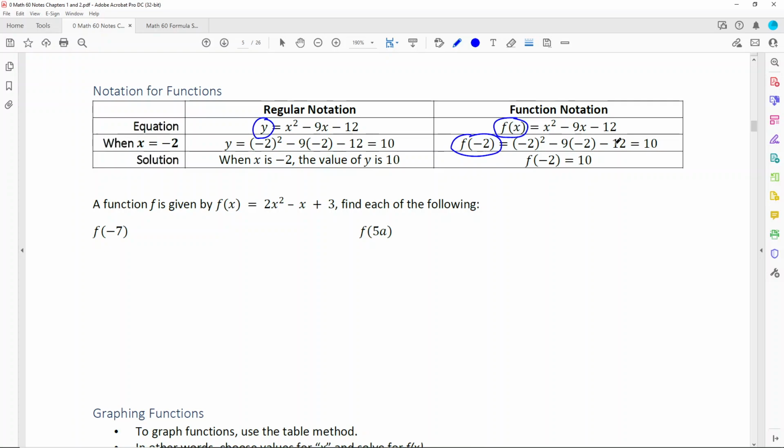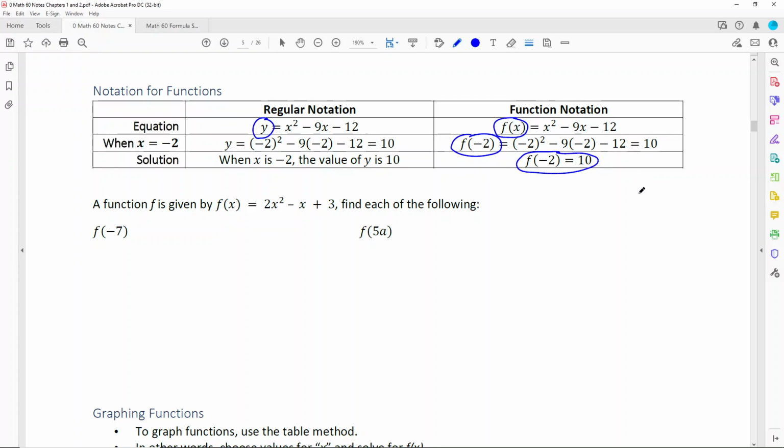You put in x is negative 2, and you get 10. So I can answer with this statement. Instead of having to write this out in words, when x is negative 2, the value of y is 10, I could say the value of your function at negative 2 is 10. And so I'm reading this equation in words.